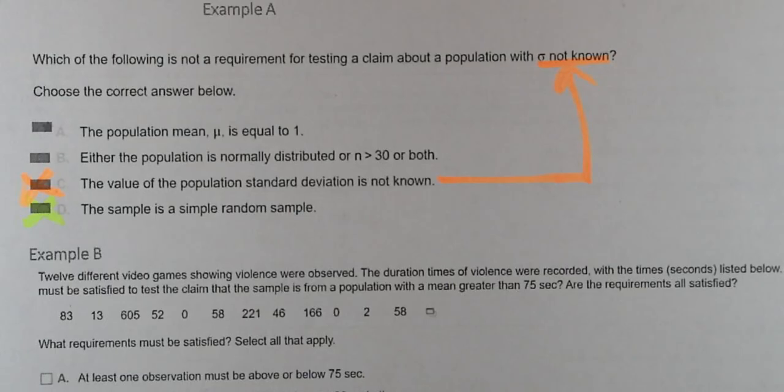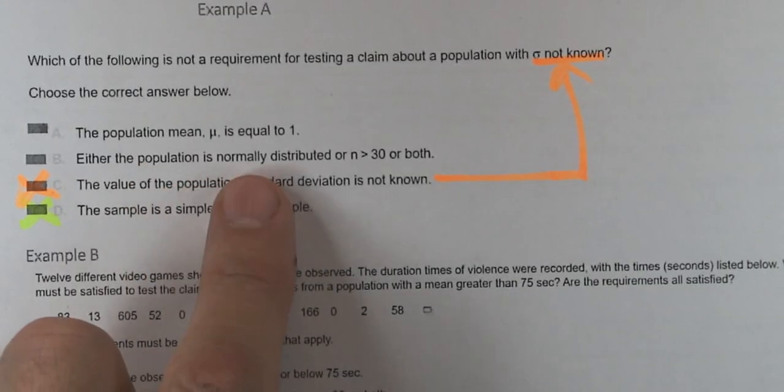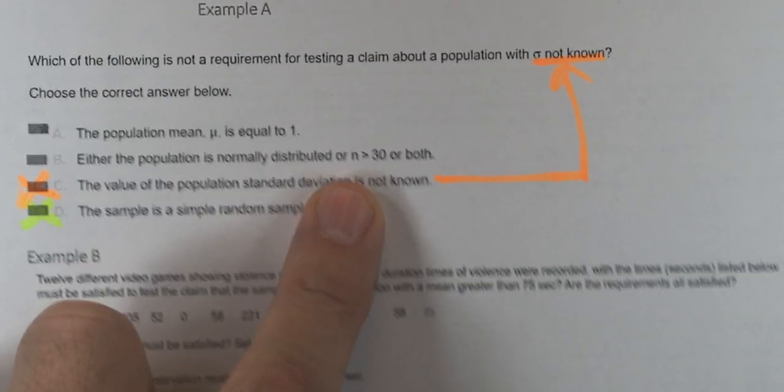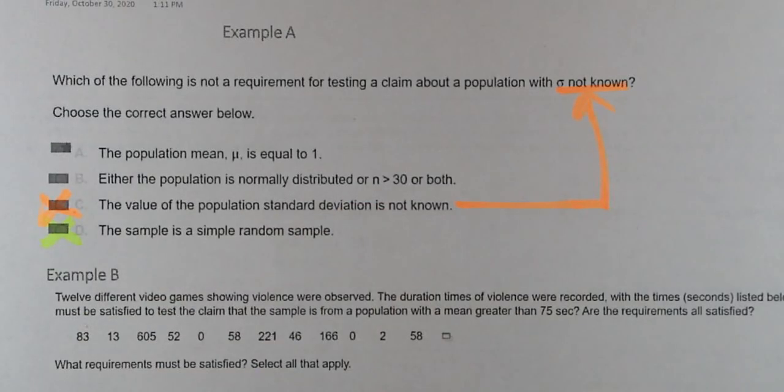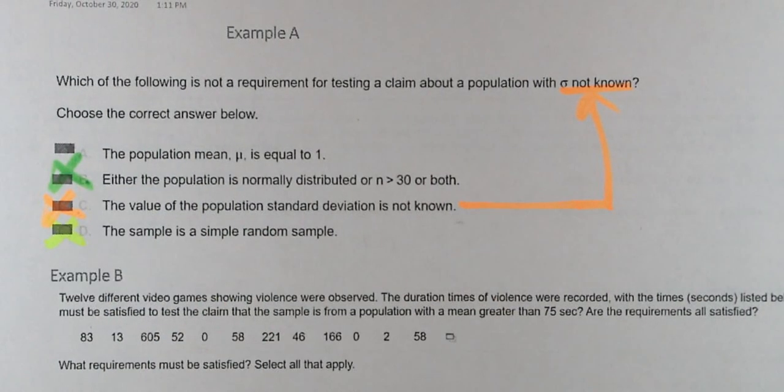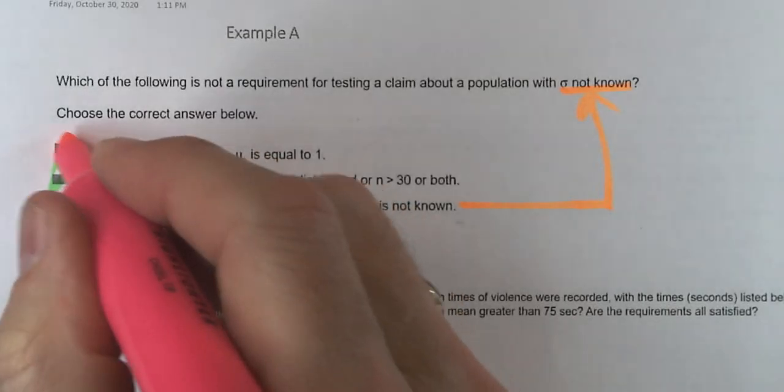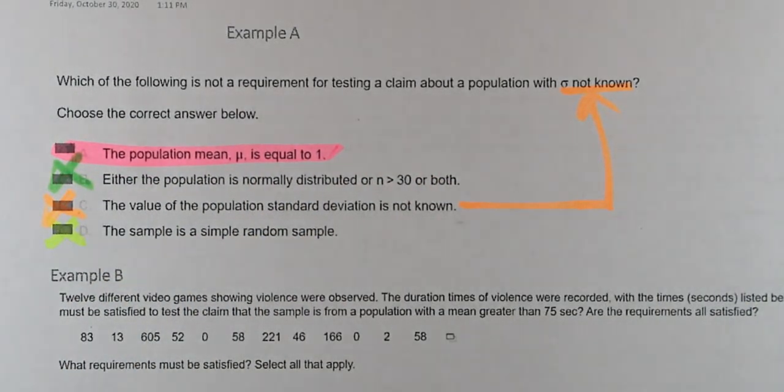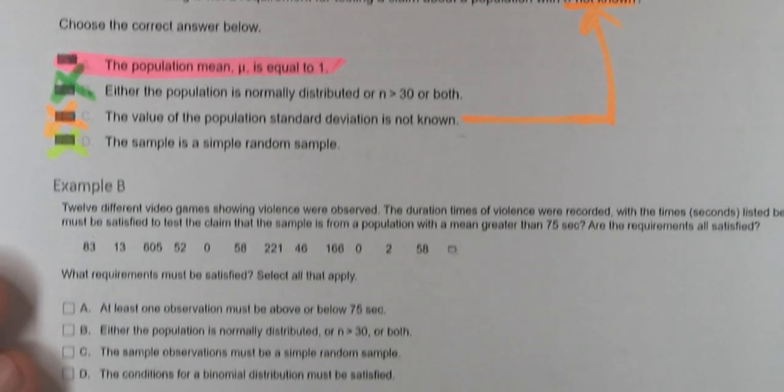How about the one above that? Population is normally distributed or n is greater than 30 or both. Is that a requirement for our hypothesis test? Yes. So by process of elimination, we've eliminated all of these. The one that doesn't fit is that one at top. Population mean mu is equal to 1. That one doesn't belong. There's no requirement as to what your mean has to be. Nice. So not too bad to get started with. Let's move down to the next one.